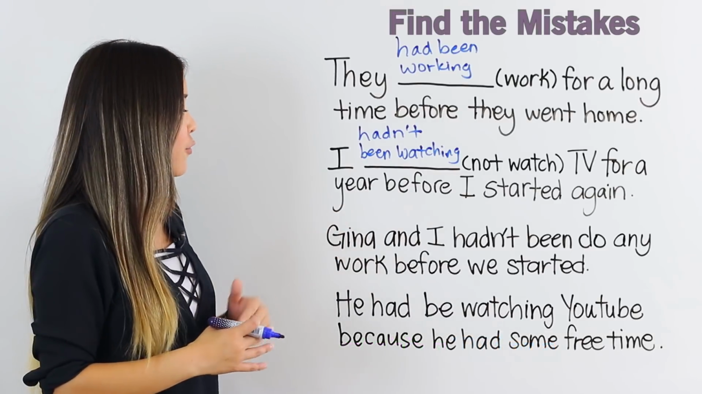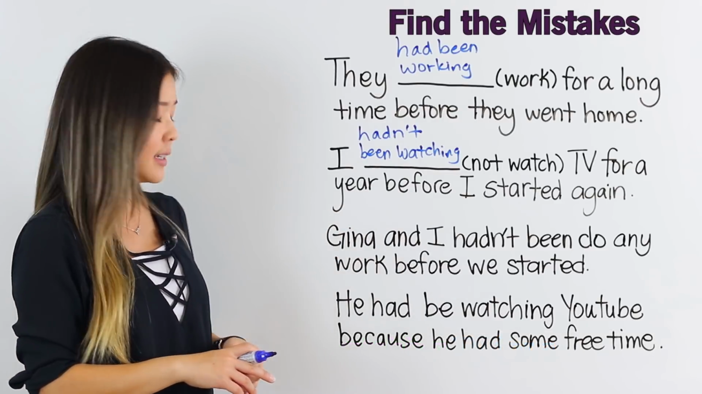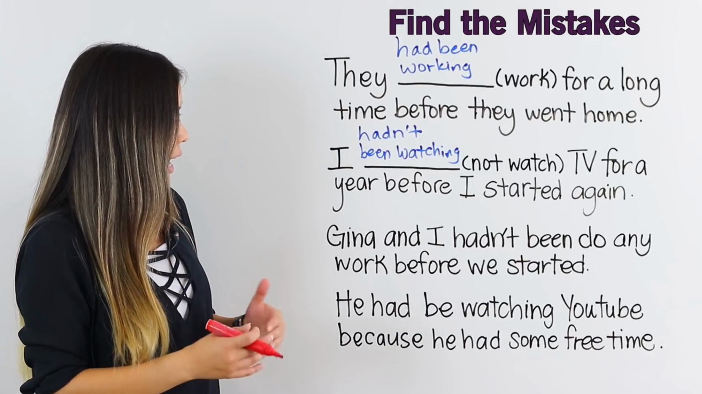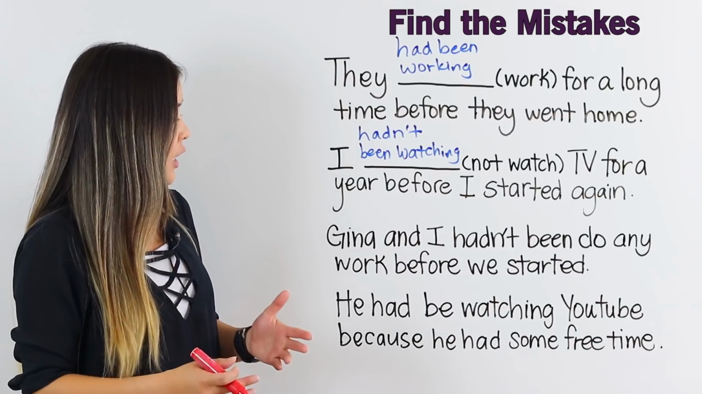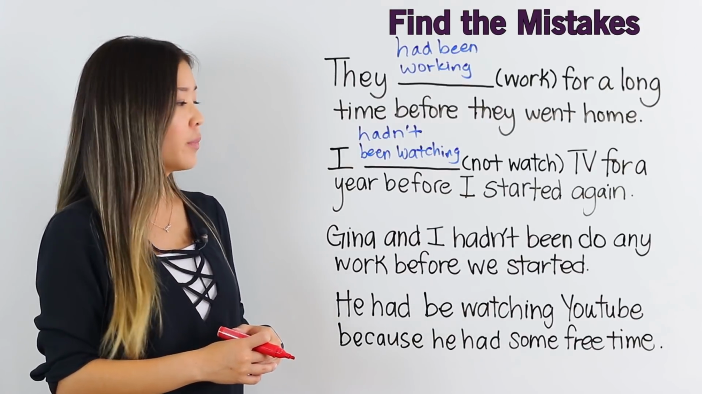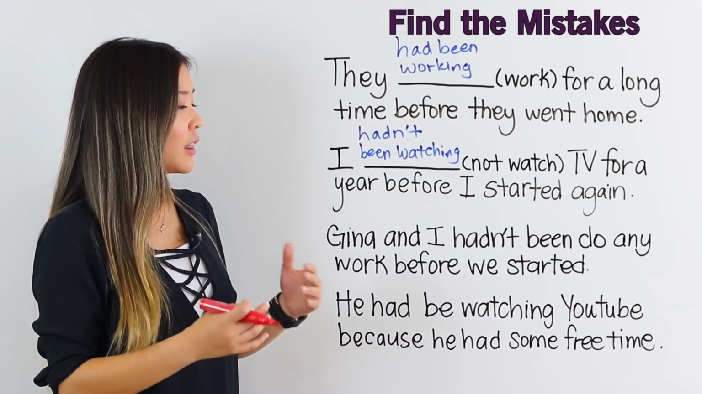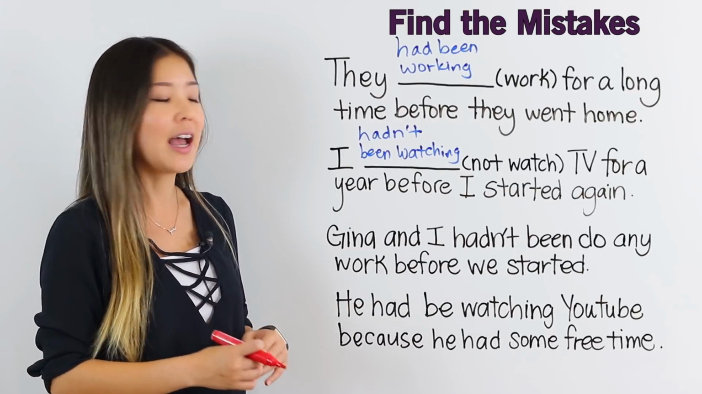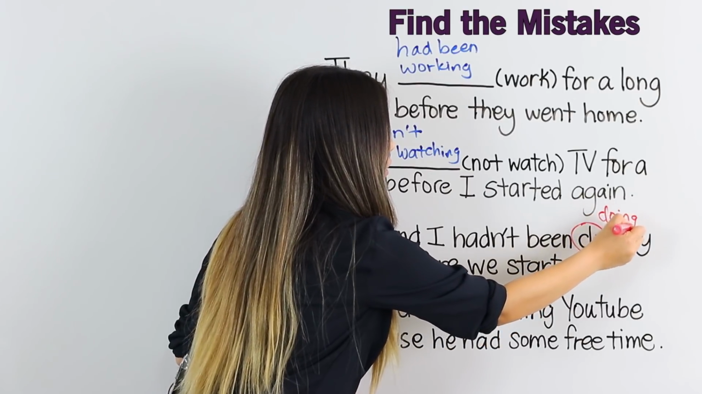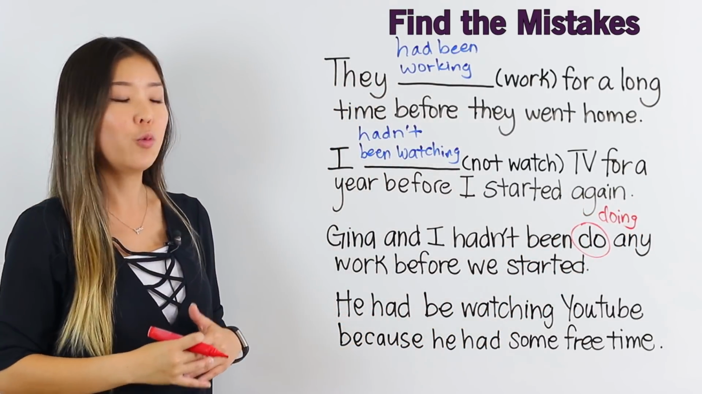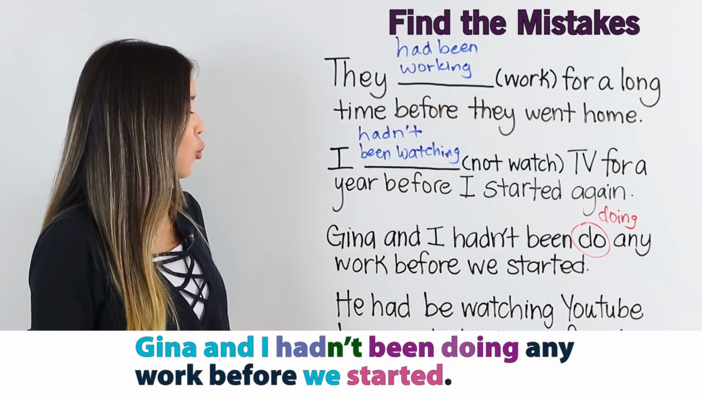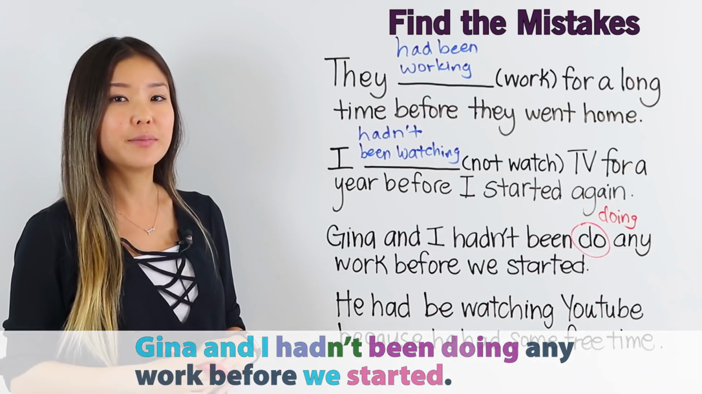Now, try to find the mistake in this next sentence. Gina and I hadn't been do any work before we started. What's the error? You'll notice that the verb does not have an ing. To make this sentence correct, we must say, Gina and I hadn't been doing any work before we started.